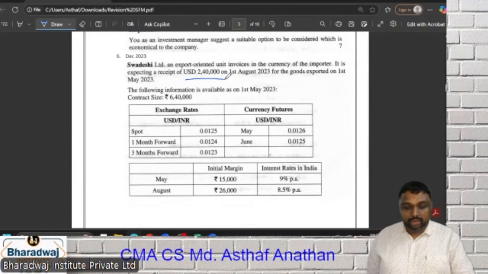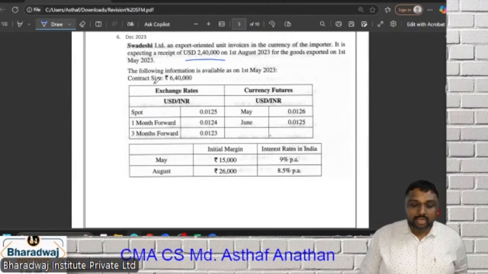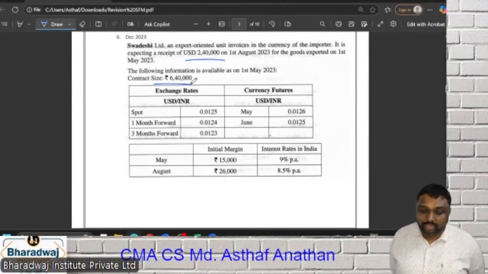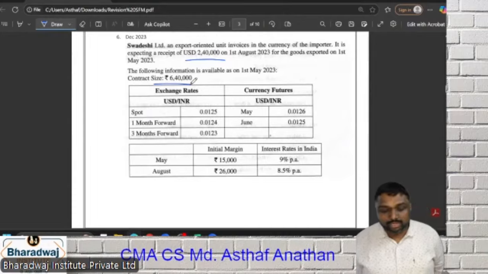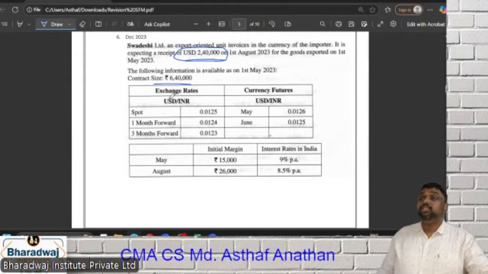Exported in May 23. See here, there is a contract. Lot size is 6,40,000 rupees. Lot size, spot. See the expression they have given, very clear. The amount they have given is 2,40,000 US dollars, but the expression of the currency is given as US dollar by INR.